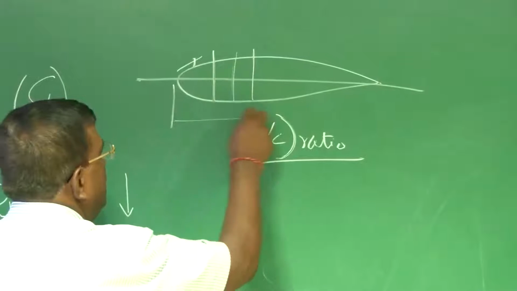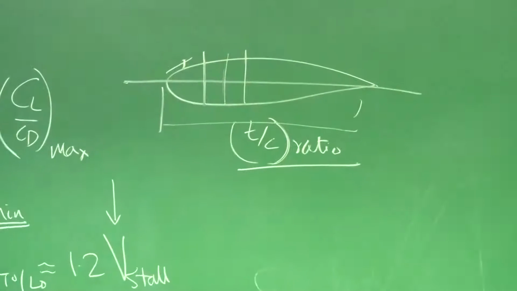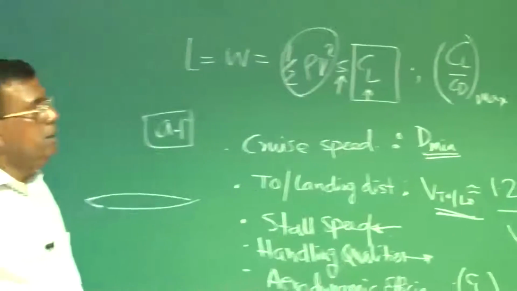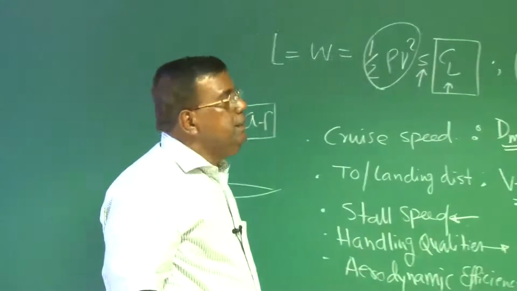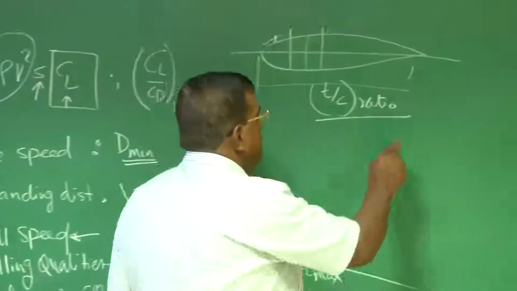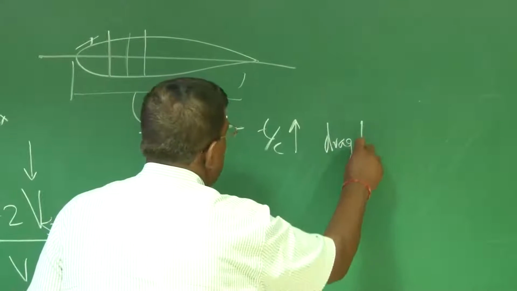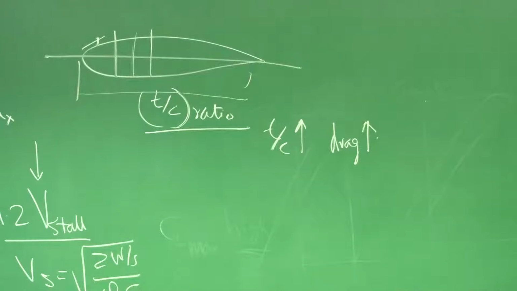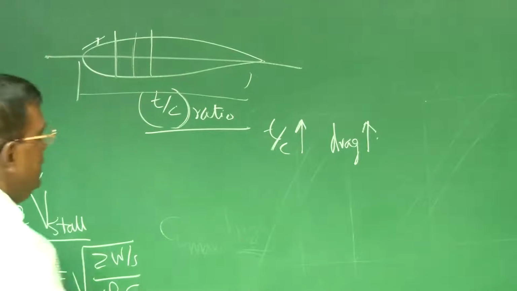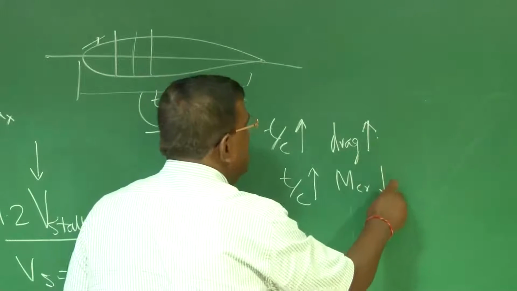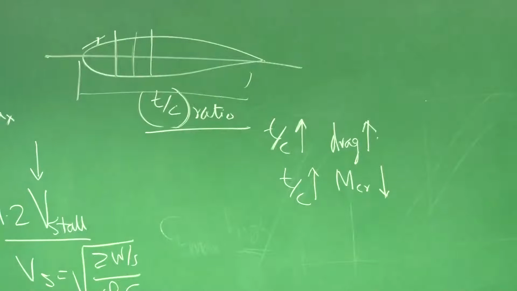For a given chord, I've got larger volume in the wing where I can store fuel, I can store other components. Right? But the point is, as I increase T by C, the drag may also increase. So I have to be careful. If I increase T by C, the M critical may reduce. These are all generic statements. So T by C will play an important role.